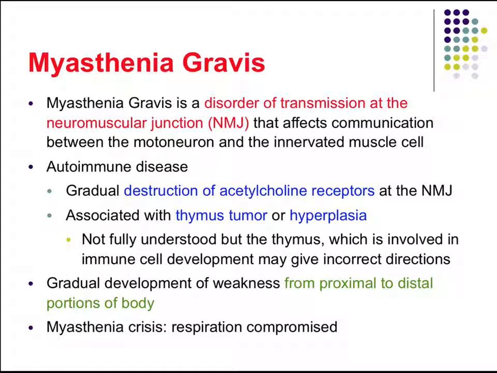So let's talk about myasthenia gravis. It is a disorder of transmission at the neuromuscular junction, and it's an autoimmune disease where you have destruction of your acetylcholine receptors. So if you destroy your acetylcholine receptors at the motor end plate, then your muscles won't be able to contract. And it's associated with a thymus tumor or hyperplasia of the thymus. It's not fully understood, but we know that the thymus is involved in immune cell maturation, especially of those T cells. So there might be some incorrect directions given.